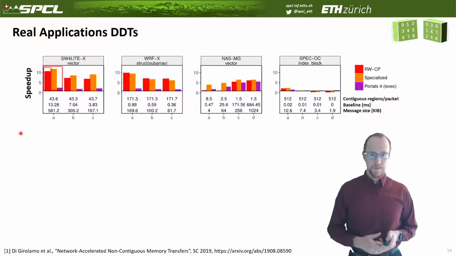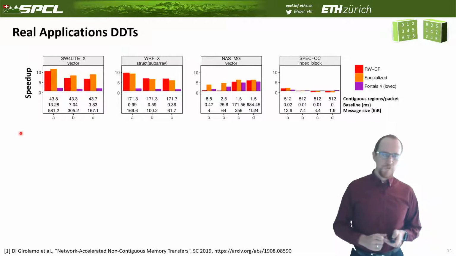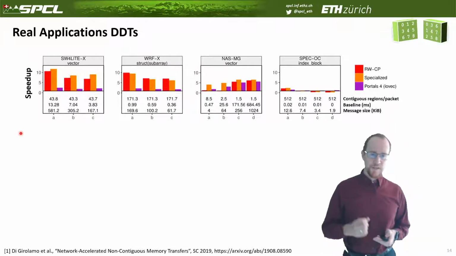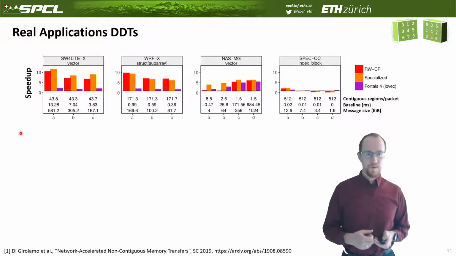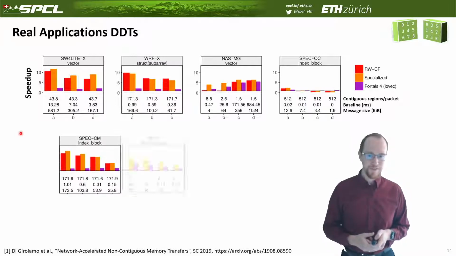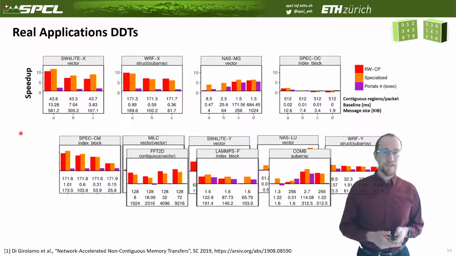So here, I just discussed these. This is the sPIN line, this is the specialized line, and then the Portals 4 implementation. So I don't want to go too much into detail. You can look at those results. You will see that on average, the sPIN device is among the fastest. Of course, it's sometimes beaten by the specialized implementation, as you would expect. But of course, any specialized implementation loses flexibility. So we can see that even the specialized ones, they don't gain too much.